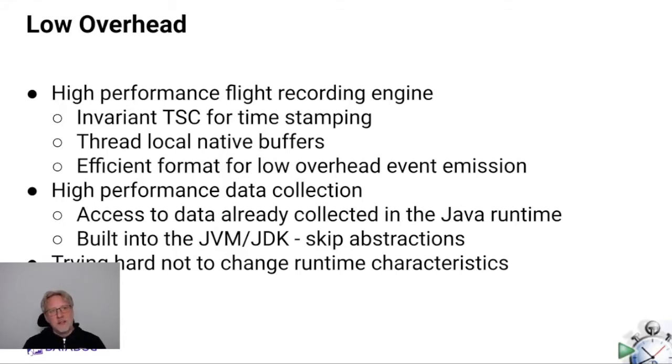And also, since it's built into the JDK, sometimes some abstractions can be skipped and internal data structures used. Really, the API is the event and the event layout. So sometimes it can be cheaper just because of that. It's also trying very hard not to change the runtime characteristics. So for example, if you built a very naive allocation profiler, you would likely undo any chances of scalarization optimizations, whereas that won't happen. Your GC behavior won't just change radically because you turned on the Flight Recorder.